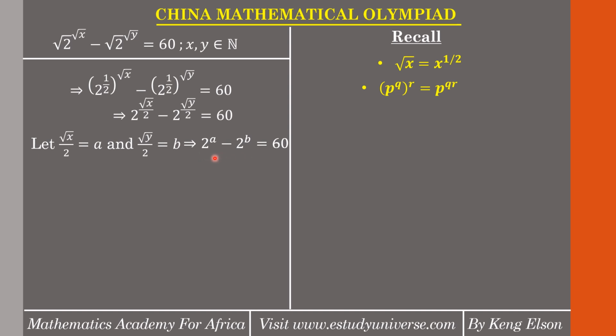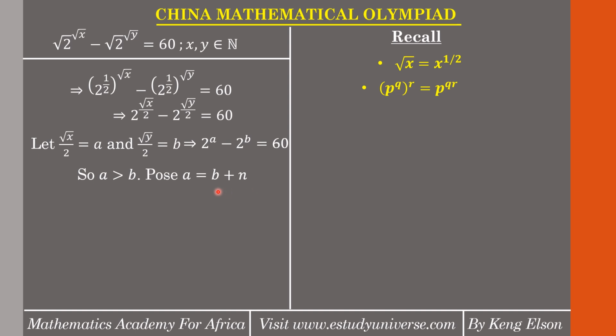So since, like I said, we have 2 to the a minus 2 to the b equal to 60, it therefore means that a is bigger than b. And since a and b are positive whole numbers, a being bigger than b means that a will exceed b by a certain number. So you must add a certain number to b before you get a, because a is bigger than b and both of them are whole numbers.